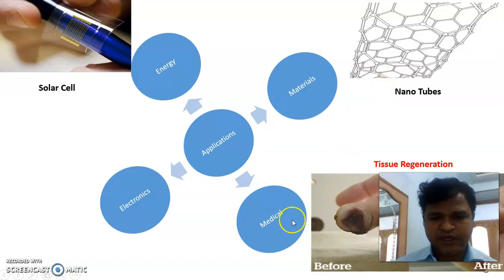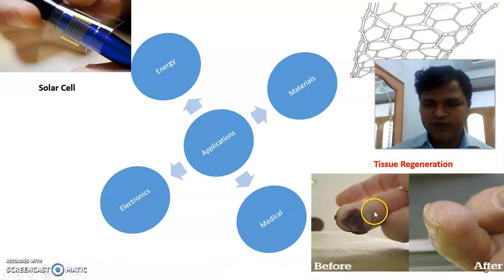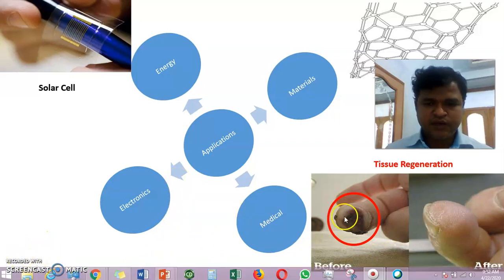And another one is medical. In medical, nanomaterials act as a tissue regenerating material. Let us see how. This is a finger cut wound that gets healed. Here the tissue breakdown takes place. These broken tissues connect together and form. In another medical application, we are seeing here the finger cut. The regeneration of the cut takes place by applying nanoparticles.